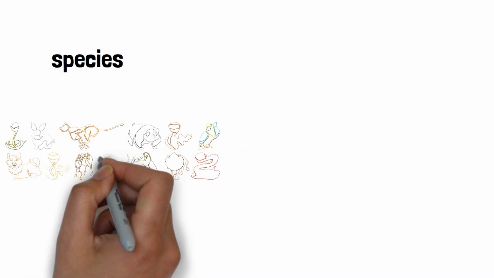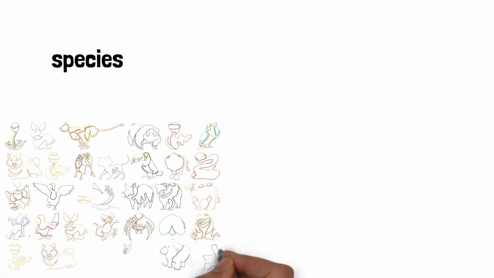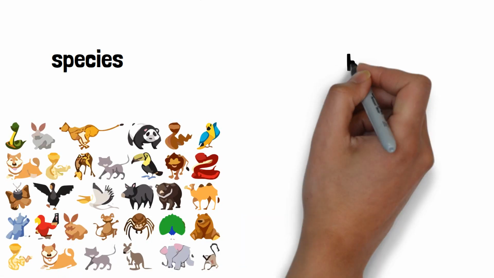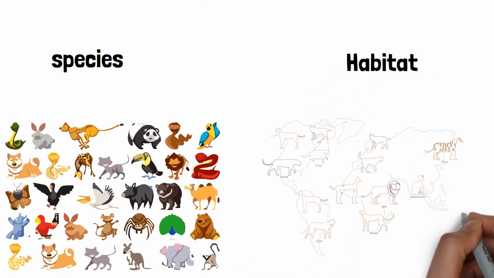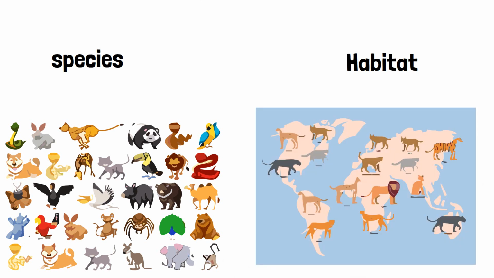A species is defined as a group of organisms capable of interbreeding and producing fertile offspring. Habitat means the area of the environment in which an organism lives.